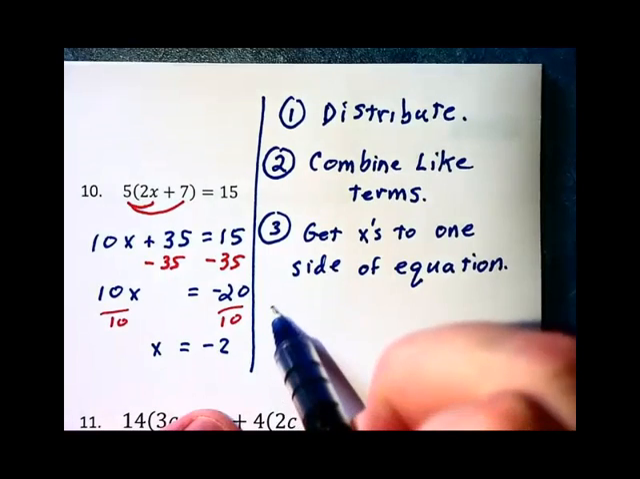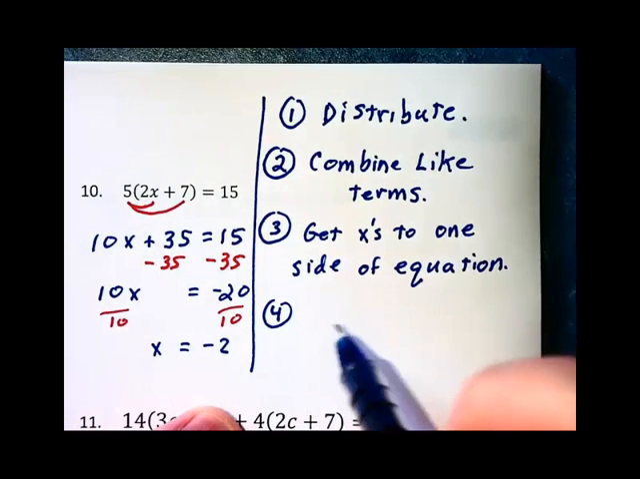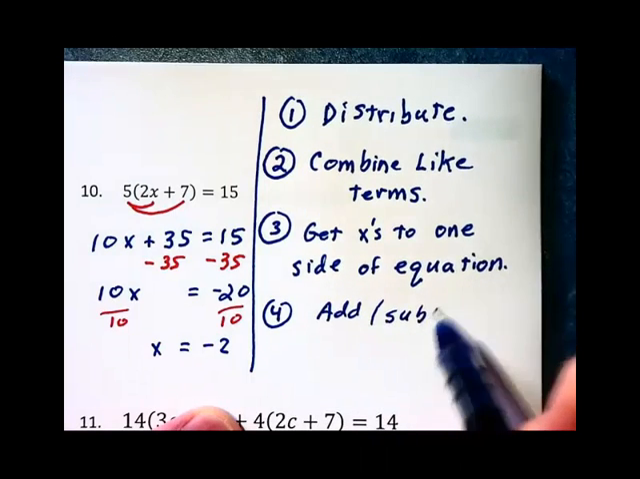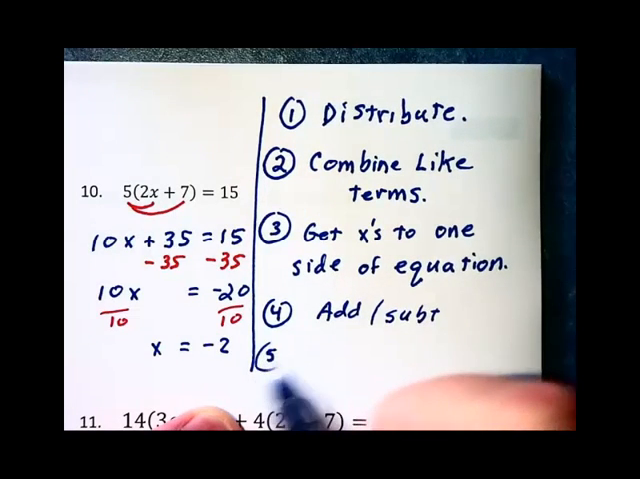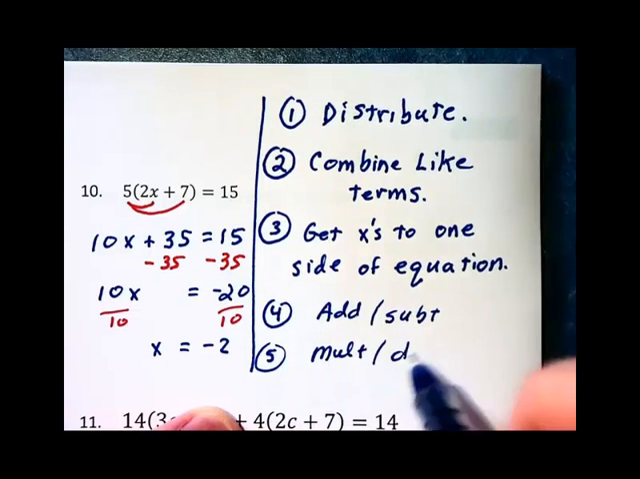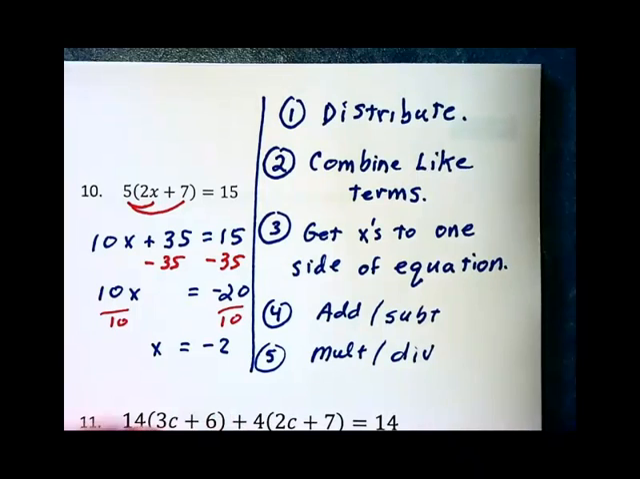Step number 4, you're going to undo any addition or subtraction that you see. And step number 5, we will then multiply or divide on each side of the equation to then solve and get the x by itself.